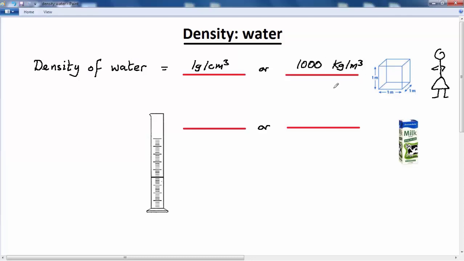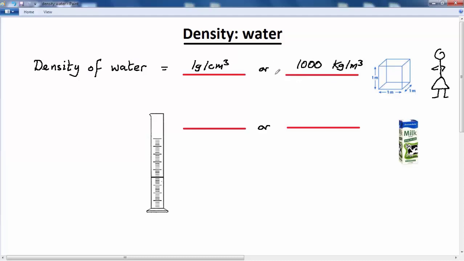Now it's important to visualise this, so think about what a cubic metre looks like. For example, you've got a plastic cubic container here, 1 metre by 1 metre by 1 metre. If you fill that with water, it will weigh 1,000 kilograms, which is equal to 1 metric tonne.